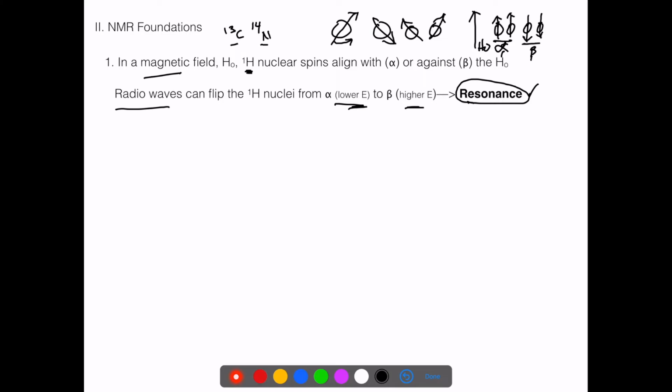So that's the difference between the alpha and the beta proton spins when they're in a magnetic field. And the fact that we can put energy in the form of radio waves and flip them from the alpha to the beta and detect that allows us to tell something about the structure of molecules.